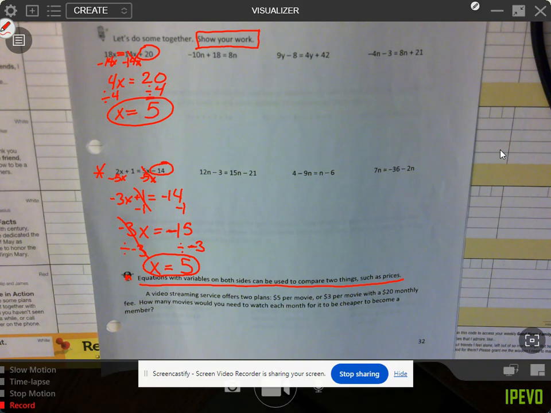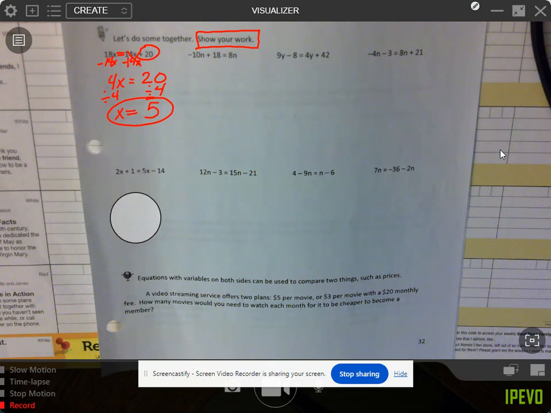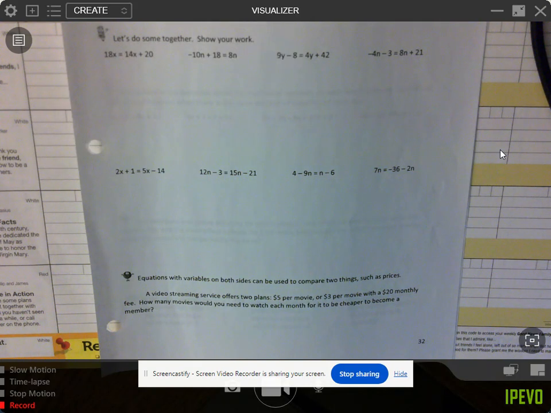So you're gonna work on this and see if you can figure out how to set up that equation and how many movies you need to watch each month for it to be cheaper to become a member. I'm not gonna walk us through how to do that. I want you to do it because on the math test next week, you have to use your prior knowledge to try to figure things out like that.